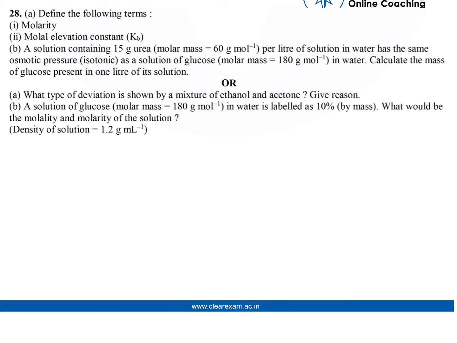And another question is, what type of deviation is shown by mixture of ethanol and acetone? Give reason. Second is a solution of glucose, molar mass 180 gram mole inverse in water is labeled as 10% by mass. What would be the molality and molarity of the solution? Density of the solution is 1.2 gram per liter inverse.